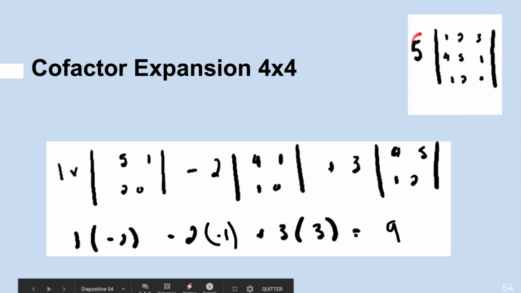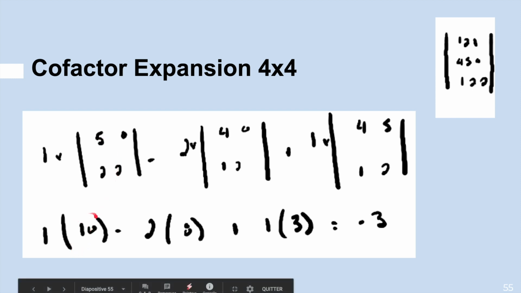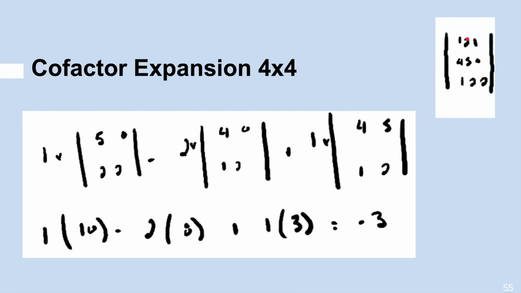At the end, we're going to multiply it by 5. The last one we have is 1, 2, 1, 4, 5, 0, 1, 2, 2. So we take our first number, cross out its column, cross out its row. We're left with 5, 0, 2, 2. 5 times 2 is 10, minus 2 times 0, which is 0, so just 10, minus 2 times, we cross out its column, cross out its row, we're left with 4, 0, 1, 2.